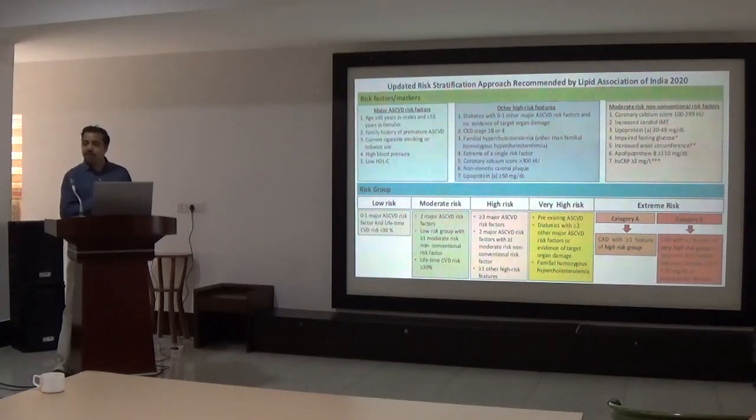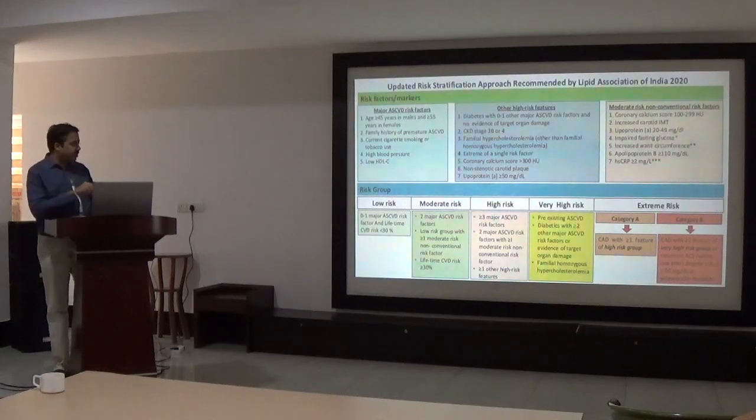So the majority of our patients who undergo bypass or coronary angioplasty will fall into this category, at least 70%. Because majority of Indians have a smoking history or tobacco use. They have high blood pressure, they have low HDL level. So they will go into this, and from this they will go to the extreme high risk category. Extreme high risk category A is CAD with more than one feature of high risk group. Not too much to discuss about this, but these numbers will change accordingly.